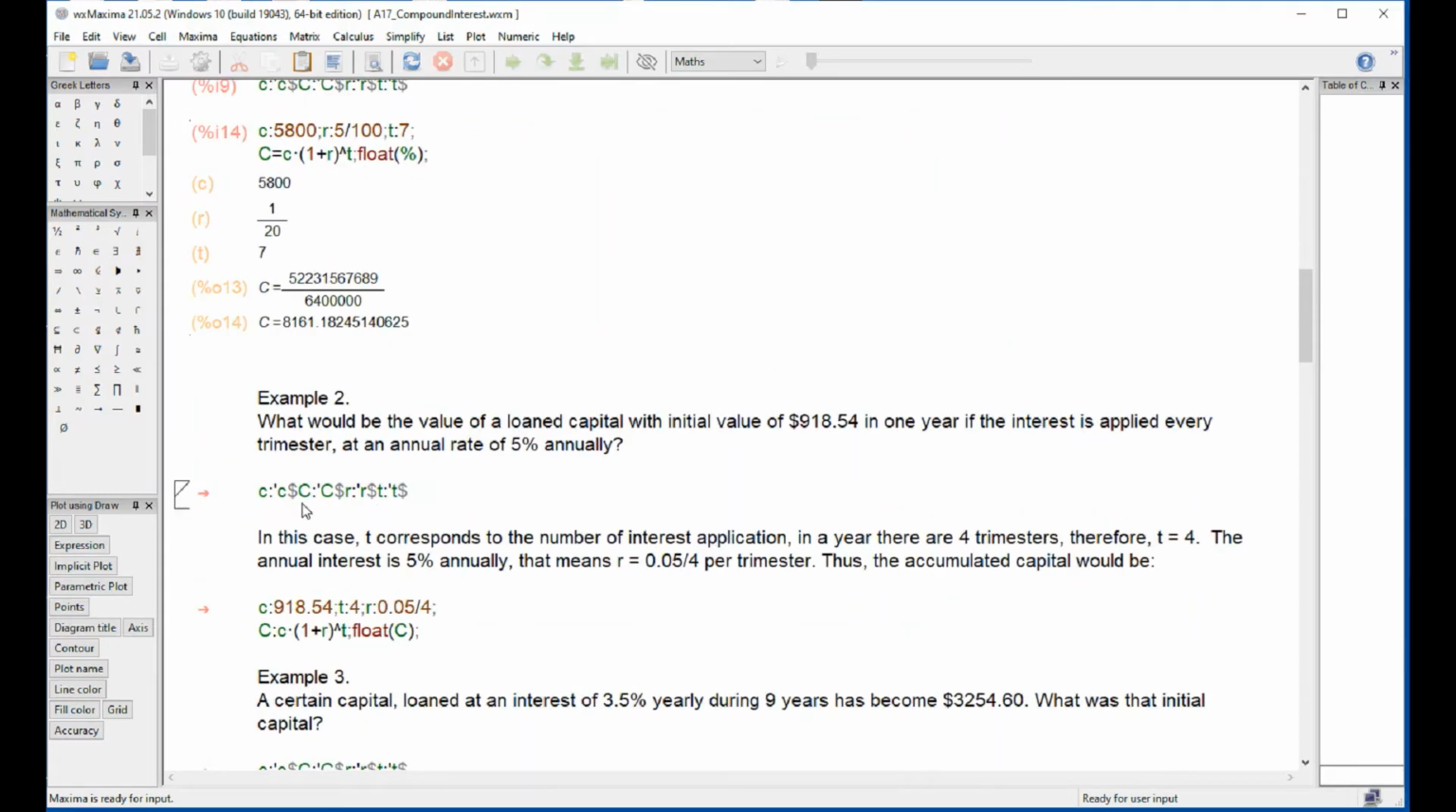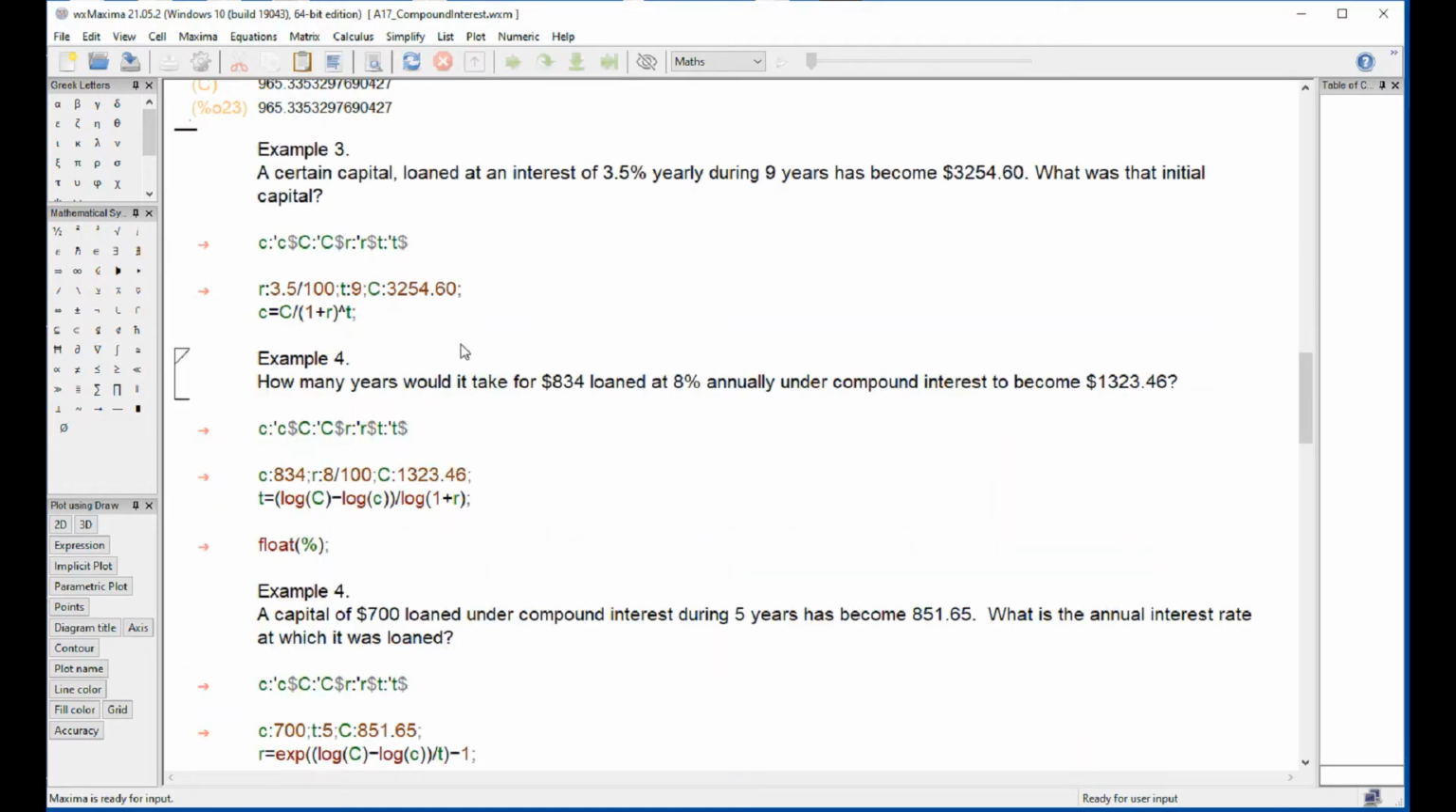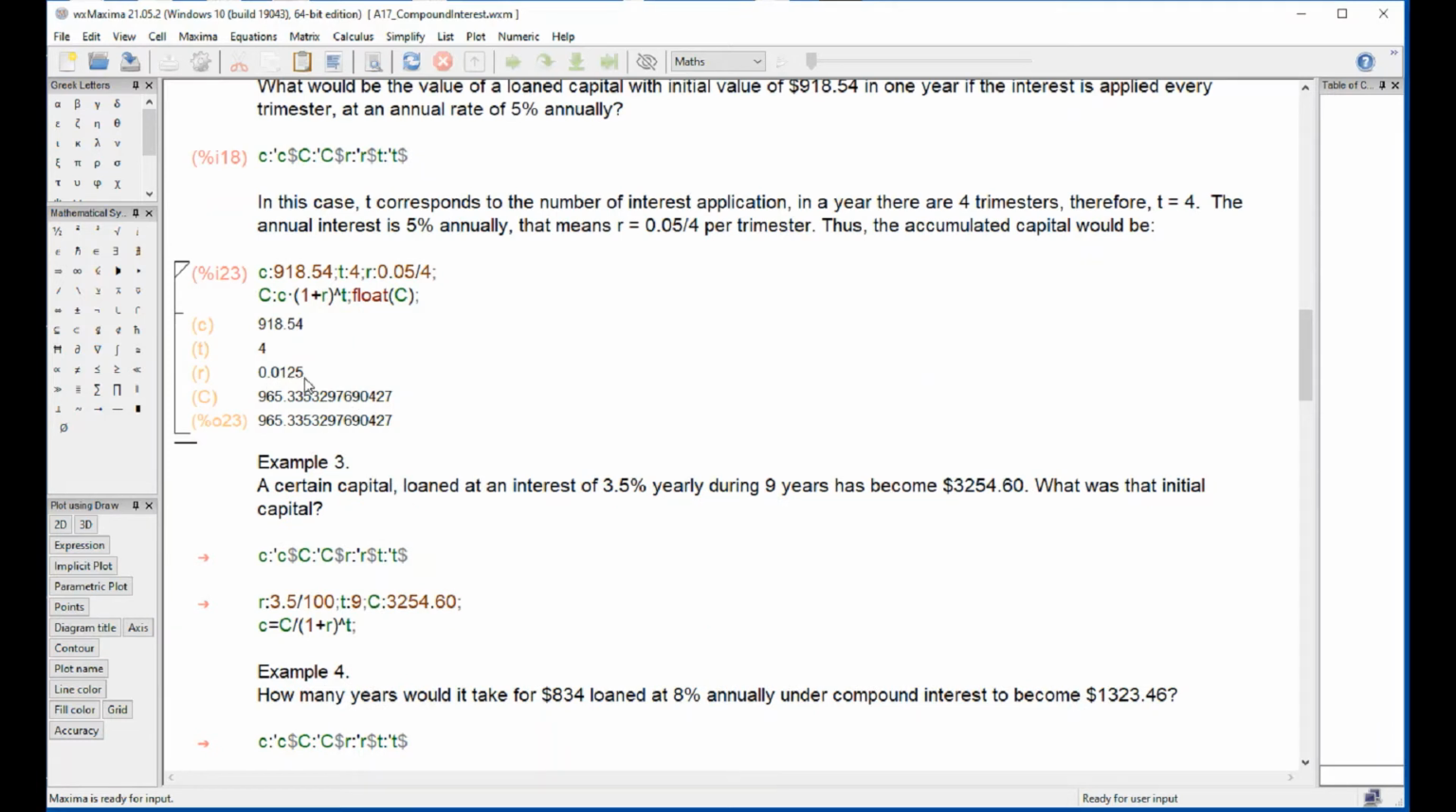Example 2. What will be the value of a loan capital with initial value of $918.54 in 1 year if the interest is applied every trimester? So if you apply in 1 year every trimester, you have 4 periods. The T is going to be equal to 4. The original capital is $918.54. And the rate, this is the annual rate, 5%, but you divide it by 4 periods. So the actual rate is equal to 0.0125.